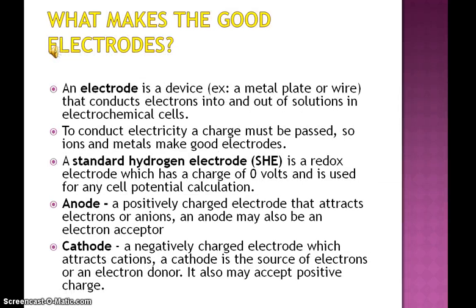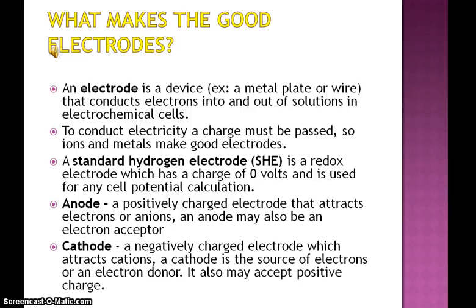What makes a good electrode? An electrode is a device that conducts electrons into and out of solutions in electrochemical cells. To conduct electricity, a charge must be passed, so ions and metals can make good electrodes. A standard hydrogen electrode is a redox electrode which has a potential of 0 volts and is used for any cell potential calculation.